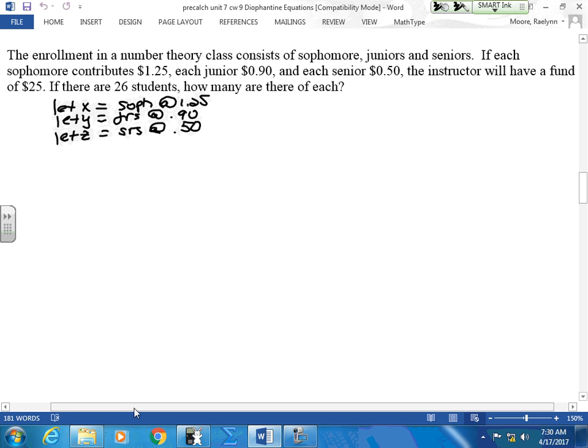We have 3 variables. Can you come up with an equation? Good. I have 26 students in all. Good. So my first equation. Can we come up with another equation? Got it? Good. Very good. Equals $25. And you don't have to put the 0.00 because that's kind of understood.